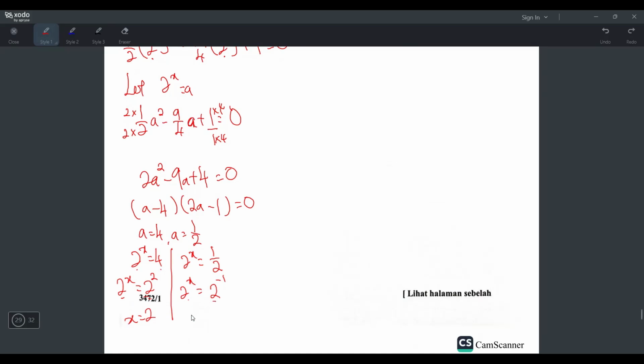So the power will be the same also. It means you just compare. When you compare the two and they are the same already, then the power will automatically be the same. So the question asks us to solve, and that's the answer: x equals 2, x equals negative 1.